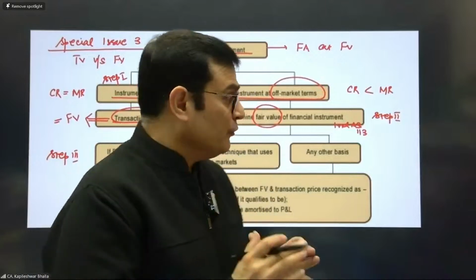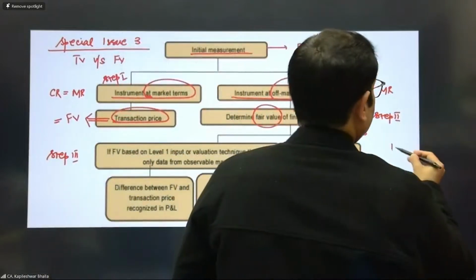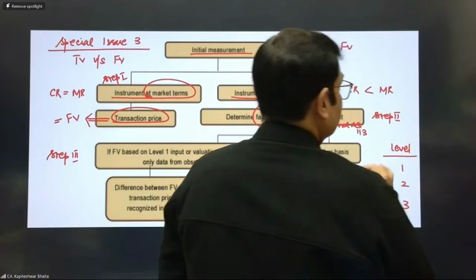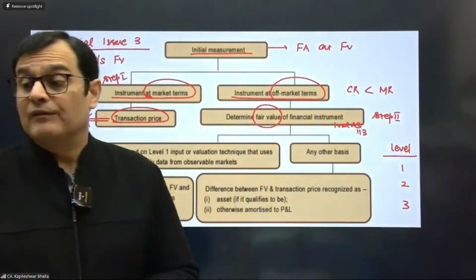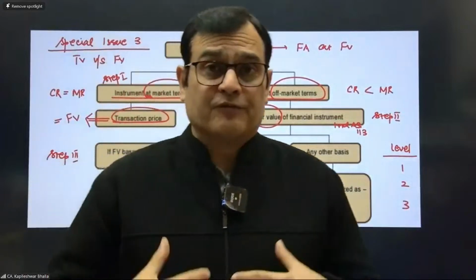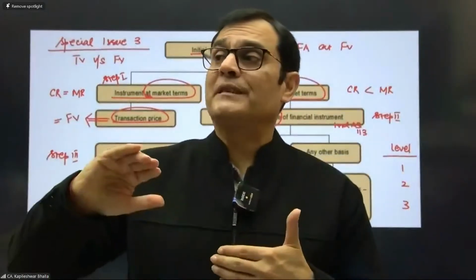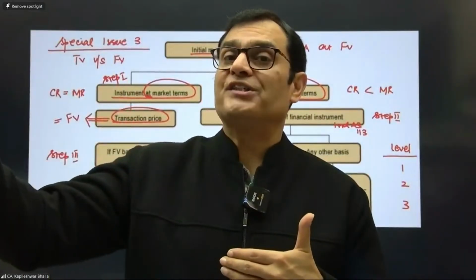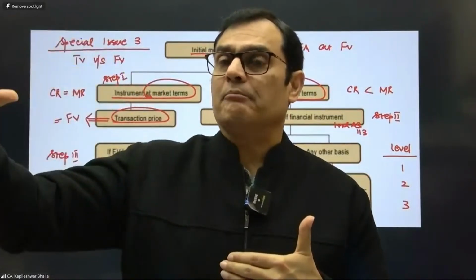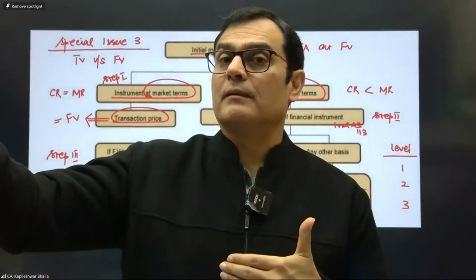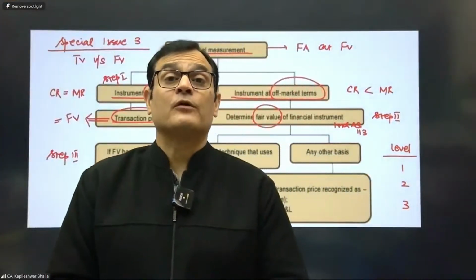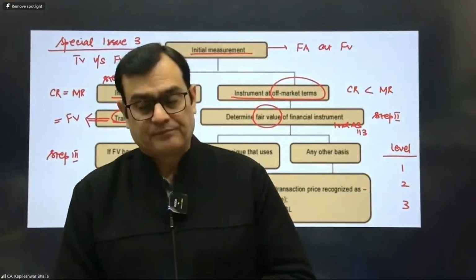For example, if you recall, there is a concept in Ind AS 113 of level 1, level 2 as well as level 3 inputs. Say, for example, I made an investment in a company whose shares are quoted in the market. That means I can get a fair value on the basis of observable data.